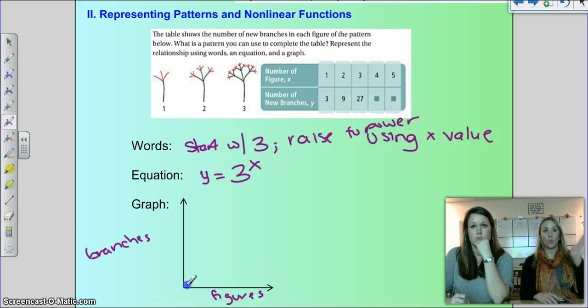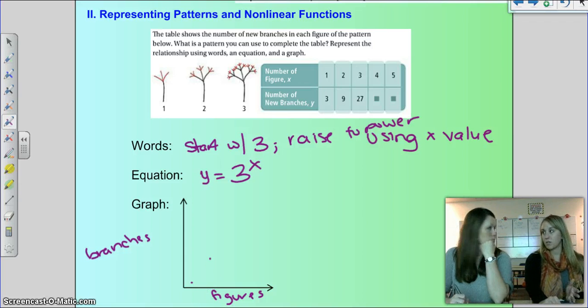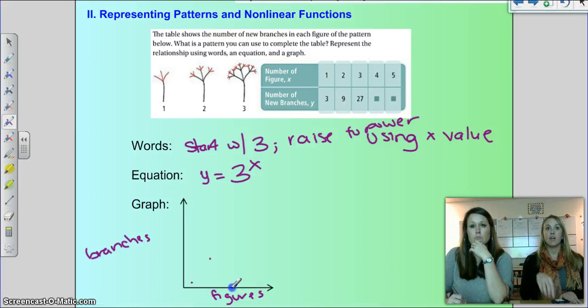So if we start with figure 1, we go up to 3 branches, so not very high. Then if we go to figure 2, we double, triple that, because 6 would be doubled, 9 would be tripled. Then you go over to 3 and then up to 27, so more than the distance that you just had. And then we go to 4.